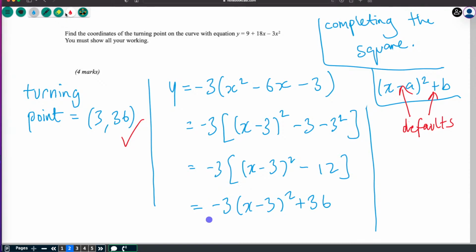I'm kind of disappointed TeaFormula isn't here because he has a really great video on this topic talking about why that doesn't affect the turning point. But for now, it's good enough just to say if you have a number in front of the brackets, you can effectively ignore it if you're working out the turning point.